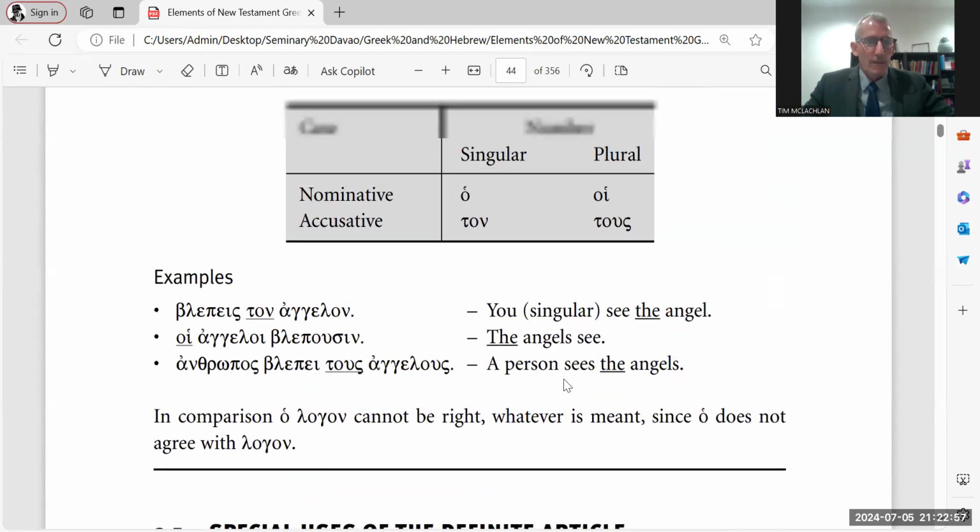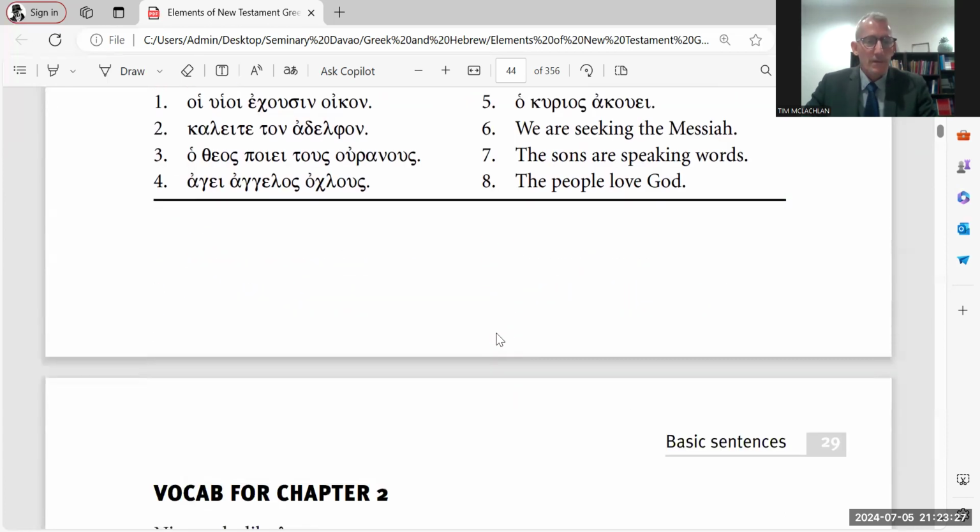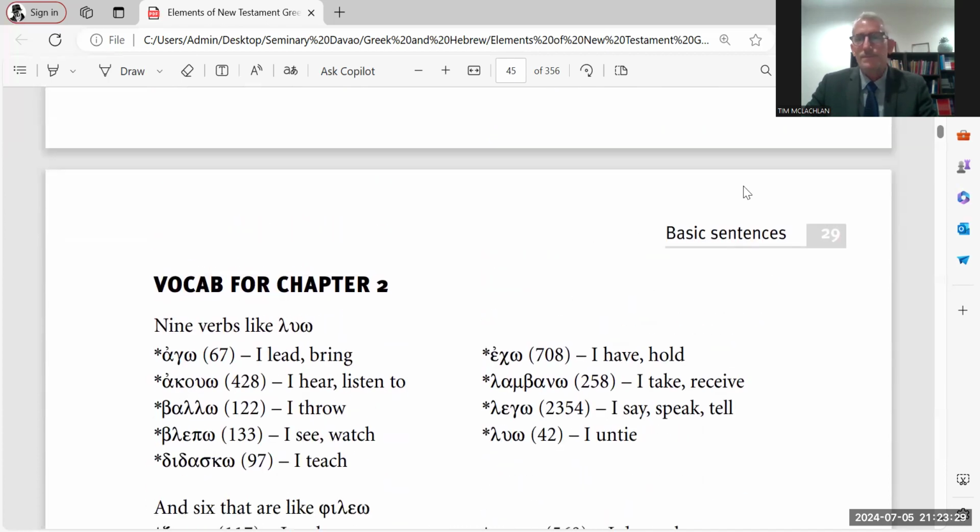And then we had the other examples here, 2.4 and 2.5. And in this case, for example, they've got the article on the beginning. So hoi huioi is the sons. That's in the nominative case, and you can see how the article will match the noun. And then ho theos is the God, which we usually just translate as God. So have a go with that, and just take your time and see how you go. All the best.